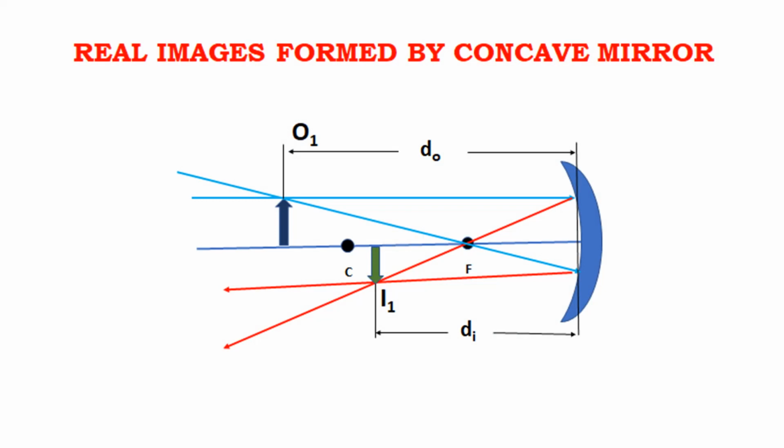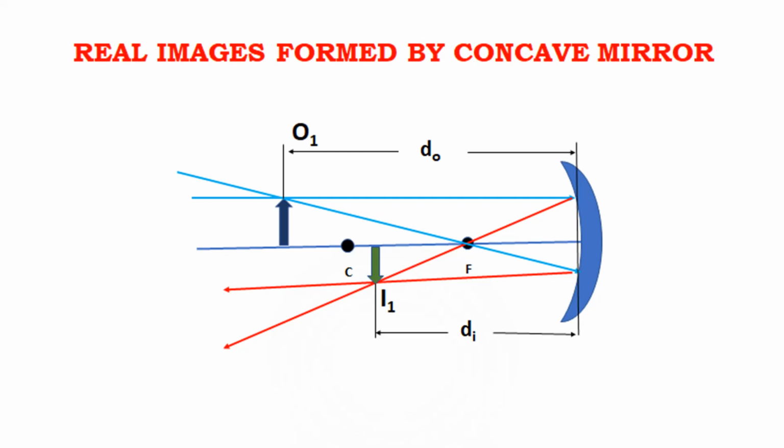How would you describe the image in this figure? It is a real image because the rays actually converge at the point where the image is located. It is inverted. The object O1 is above the axis, but the image point I1 is below the axis. The image is reduced in size. It is smaller than the object. Thus, the image is real, inverted, and reduced.